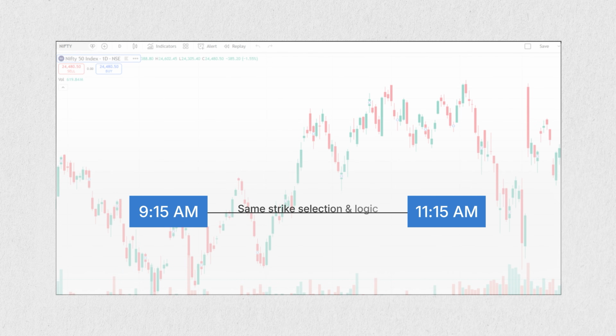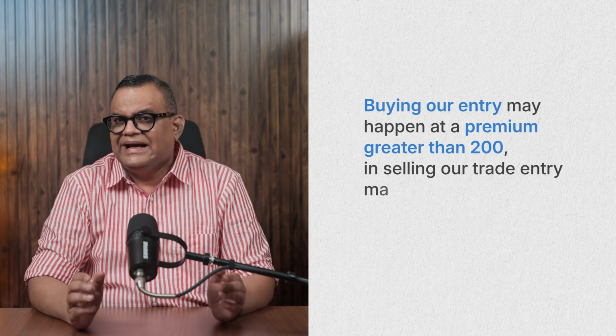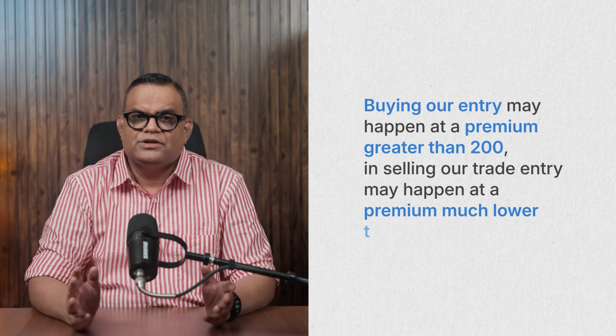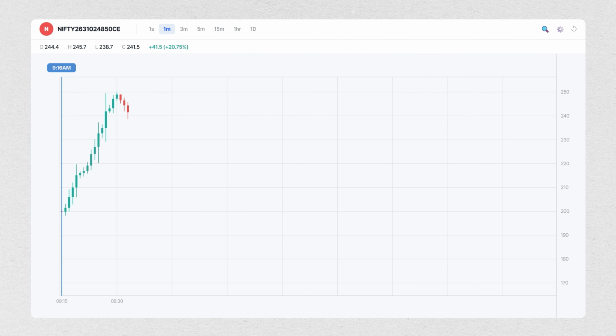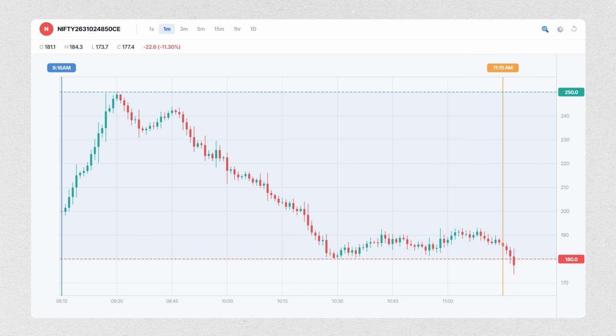The strike selection logic also remains the same. That is tracking premiums closest to rupees 200. Just the way I had explained that in buying, our entry may happen at a premium greater than 200. In selling, our entry may happen at a premium much lower than 200. For example, a 200 call strike tracked at 9:16 makes a high of 250 and a low of 180 by 11:15. If it breaks 180, we short the call, and the same logic applies to the put side as well.